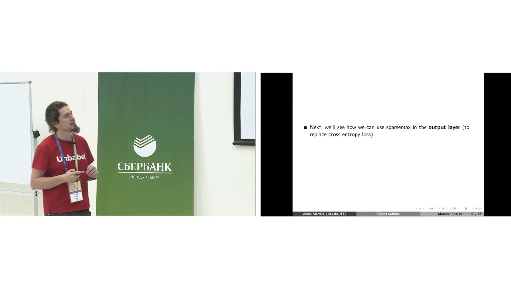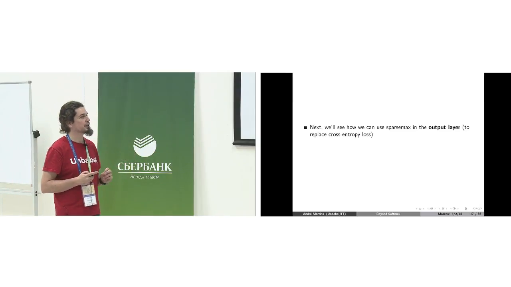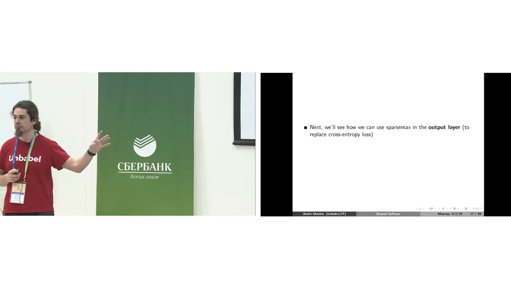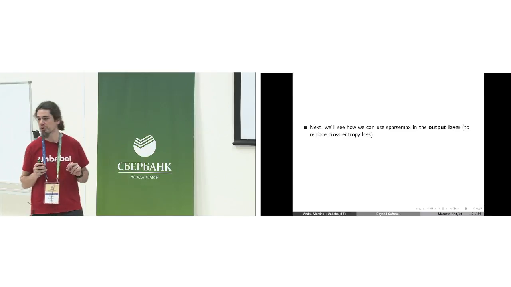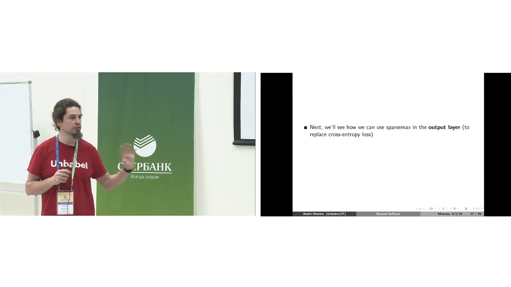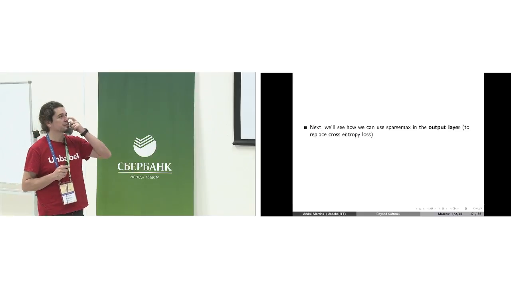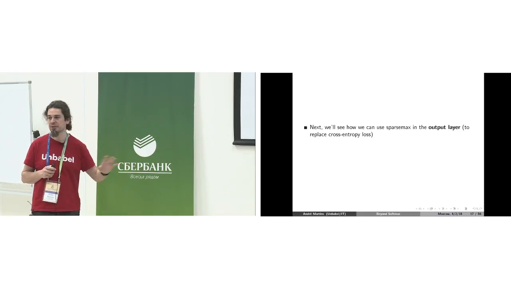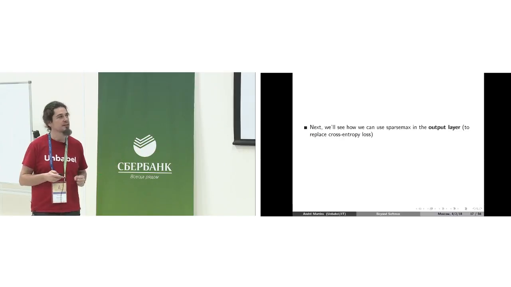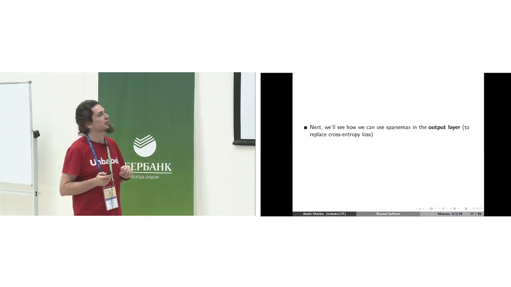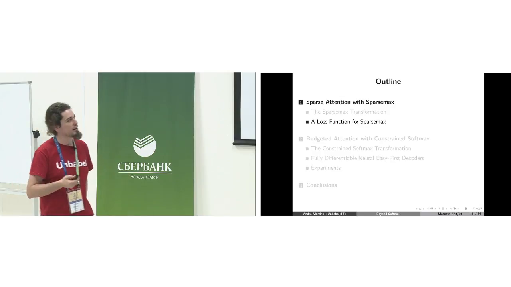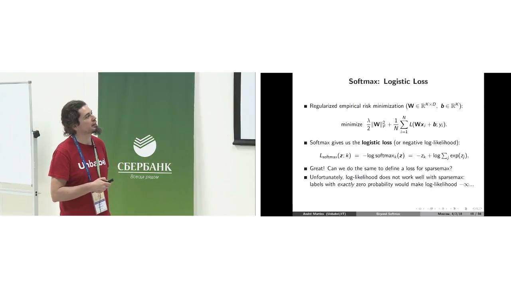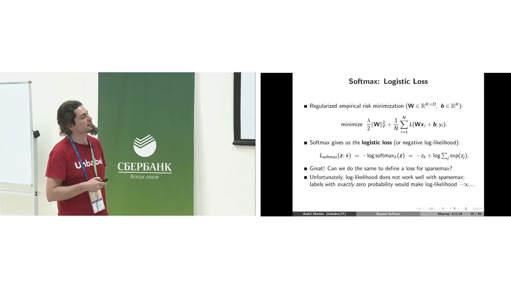Next, we're going to see how we can use Sparsemax in the output layer. In the case of Softmax, there is a natural loss function that we can use, which is the cross entropy loss, related to the logistic transformation. In the case of Sparsemax, we are going to derive something that can replace that. So just to set up notation, we are going to consider regularized empirical risk minimization problems. We assume that there is some loss function L, some inputs xi, some outputs yi.